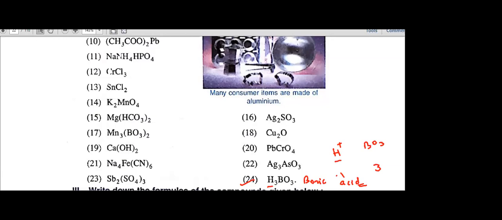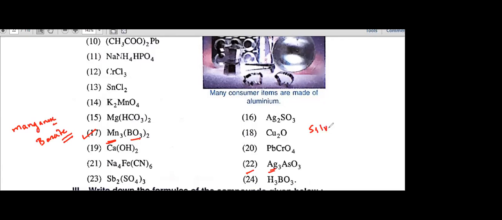Sir, I have a doubt in 17. Okay, 17. Let us see. Mn3BO3 whole twice. Now Mn, what is Mn? Manganese, right? Manganese. And what is BO3? We just discussed. Borate. So manganese borate. Okay. Now 22. What is Ag? Sir, silver. Silver. And what is AsO3?